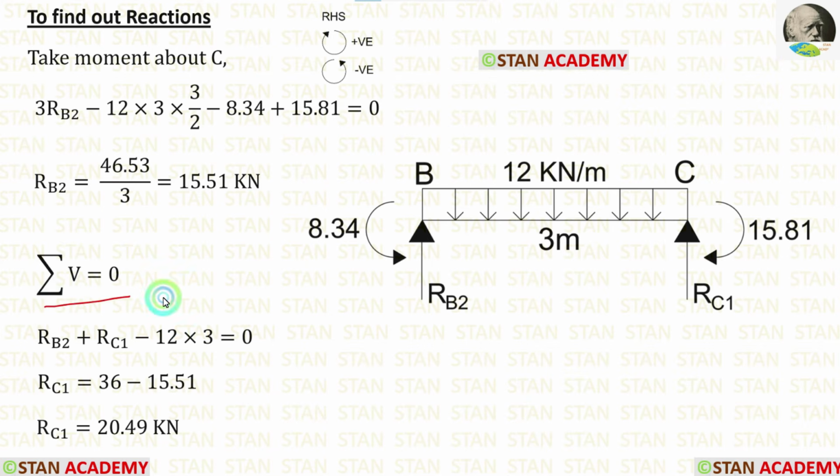Now, using the rule, we can calculate RC1. RB2 and RC1 are acting upwards, so they will be positive. UDL is acting downwards, so it will be negative. For the UDL, we have to multiply with the distance to get the total load. So 12 into 3, we have already calculated RB2. Let us apply that here. Finally, we are getting RC1 is equal to 20.49 kilonewton.